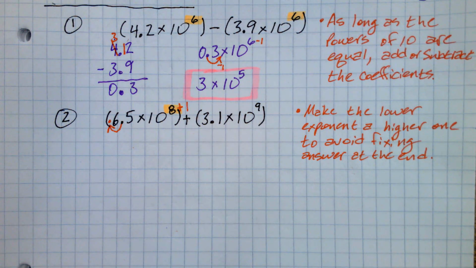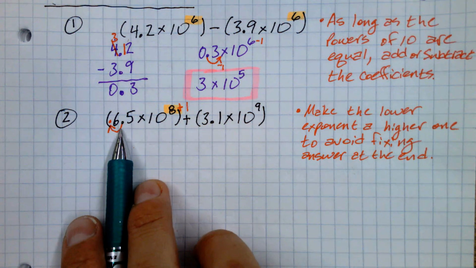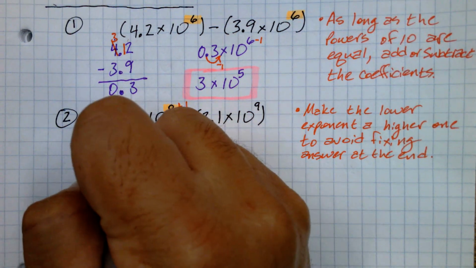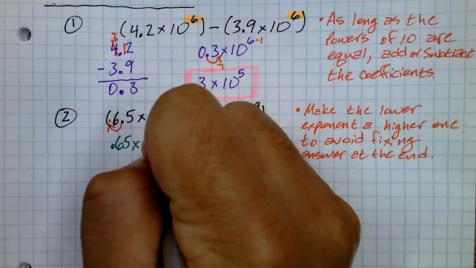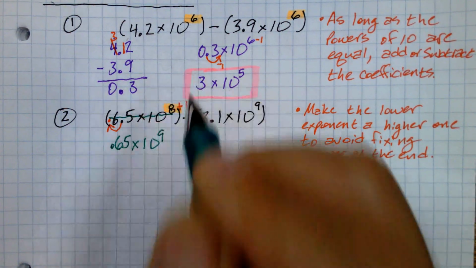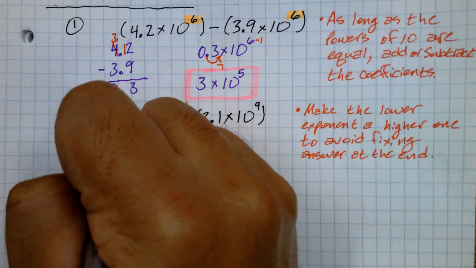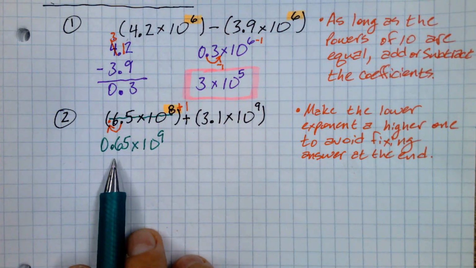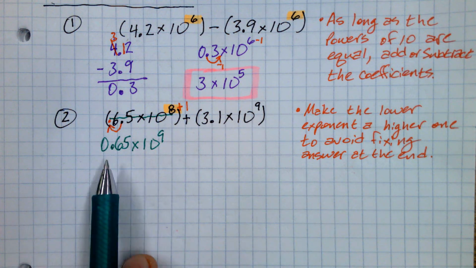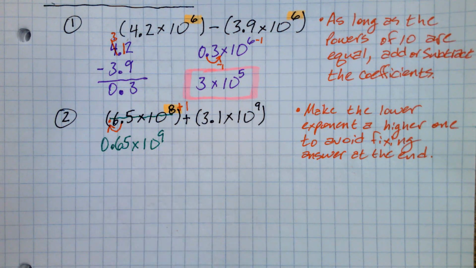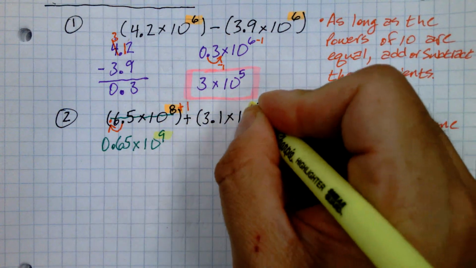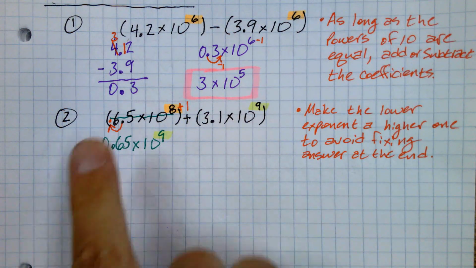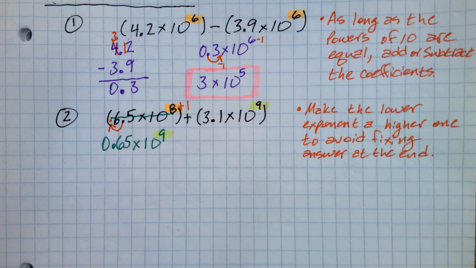So now let's see what that would give us. This is no longer 6.5, it's 0.65 times 10 to the 9. So this is not what we're working with. I'm going to put a 0 there, by the way. 0.65 times 10 to the 9. So now we have the same exponents, if you notice. We have a 10 to the 9 here, 10 to the 9 there. We can do addition with those numbers. So that's what I'm going to do next.